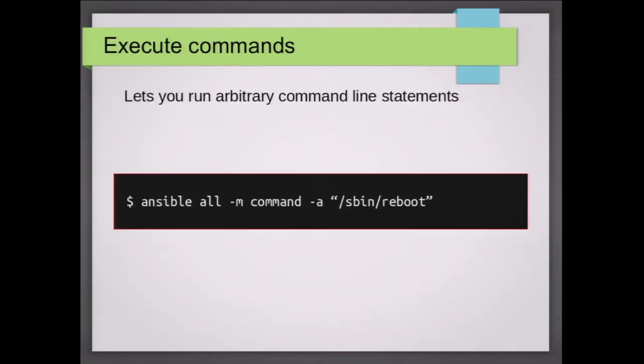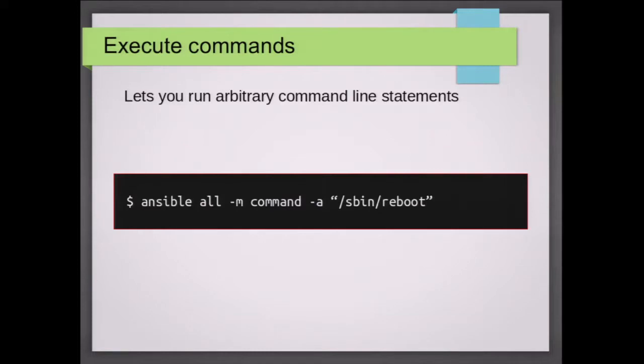So the next thing you might want to try is just executing arbitrary command line statements. And you do this with the command module. So again, Ansible all -m command, and you just pass in with the -a flag whatever you want to do. So this is just going to go off and reboot all our machines, which is probably incredibly useful.